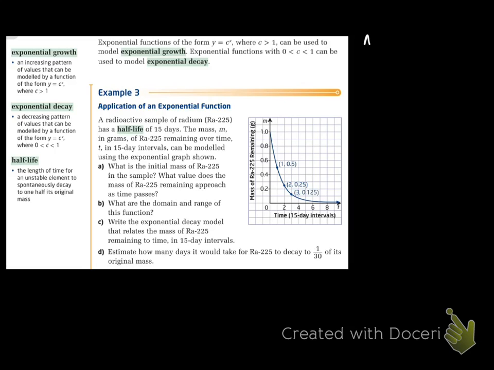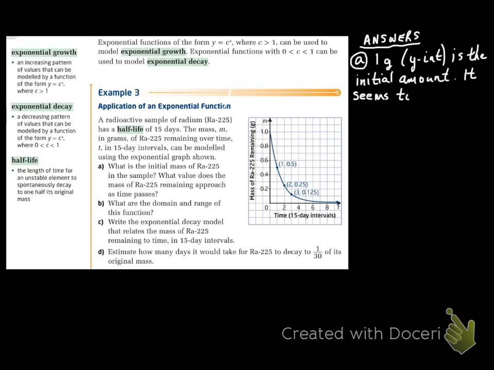What is the initial mass of Ra-225 in this sample? And what value does the mass approach as time passes? Well, here are our answers. First of all, the initial mass is 1 gram. That's the y-intercept. And it seems to approach 0 as we go along.